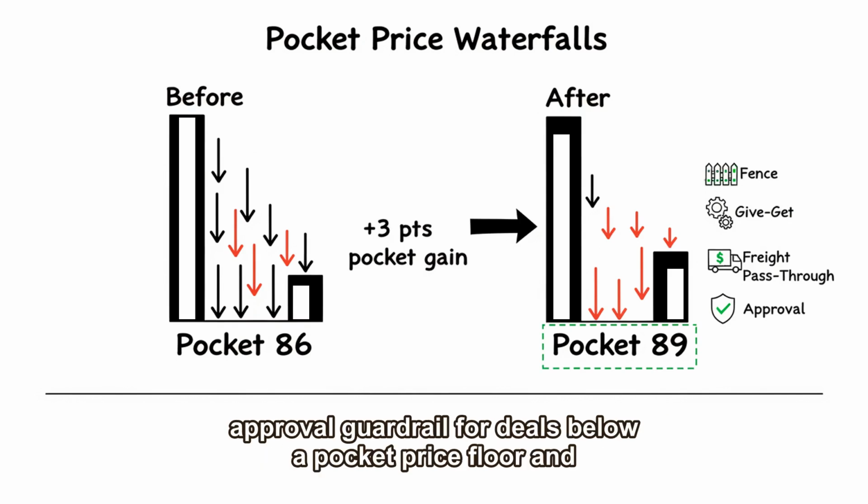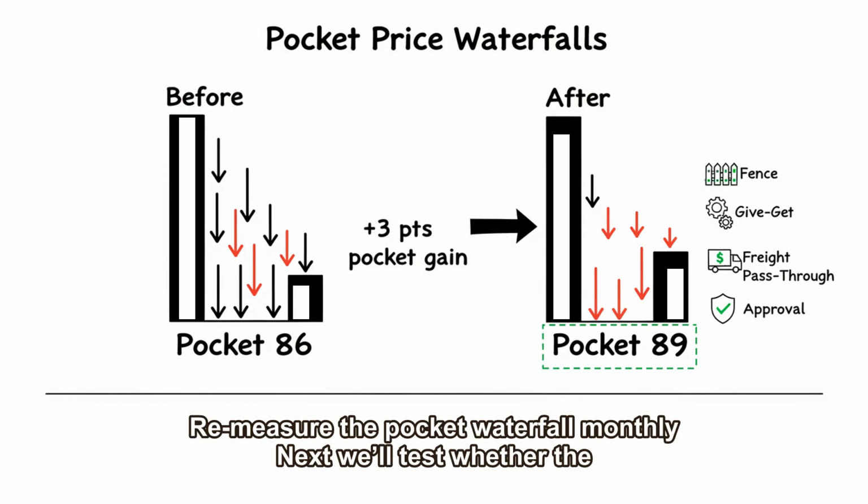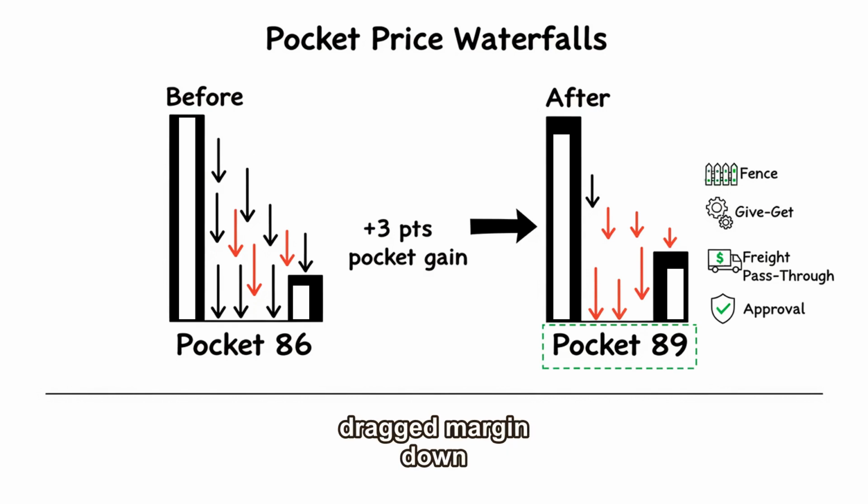Build an approval guardrail for deals below a pocket price floor, and nudge micro price increases on low-sensitivity SKUs first. Remeasure the pocket waterfall monthly. Next, we'll test whether the mix of what you sell, not the price, has quietly dragged margin down.